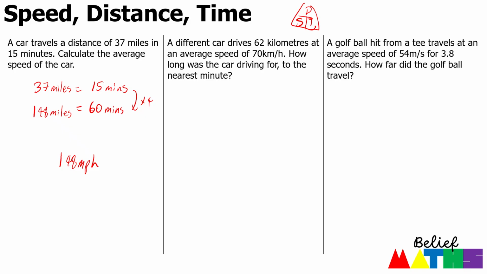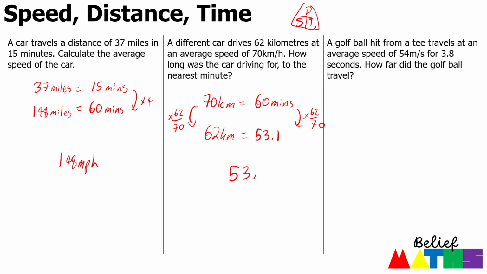Now, the same thing happens in this one, when we're given the speed. Well, if we're given the speed of 70 kilometers per hour, that's 70 kilometers in 1 hour, which is 60 minutes. I like to work it into minutes, just makes life a little bit easier. And then we're going, okay, well, I want 62 kilometers. So I want to know, well, how long was I driving for 62 kilometers? And again, we can use that scale factor idea from before. Multiply by 62 over 70. Again, doing the same on the other side, times 62 over 70. 60 times 62 over 70 gives you an answer of 53.1. Okay, so therefore to the nearest minute is 53 minutes.